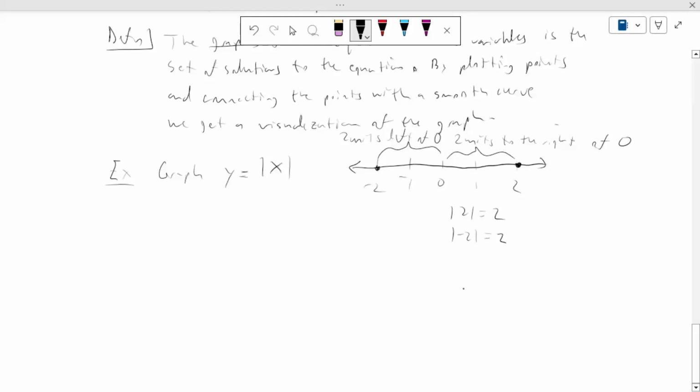And so that's what the absolute value is. It's just the distance that a point is away from 0. That's all it is. Fair enough.